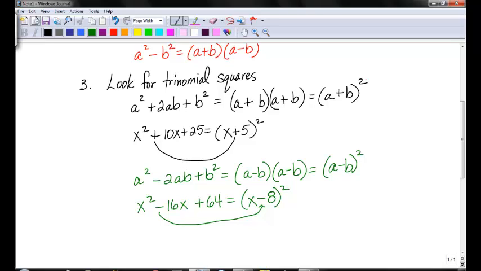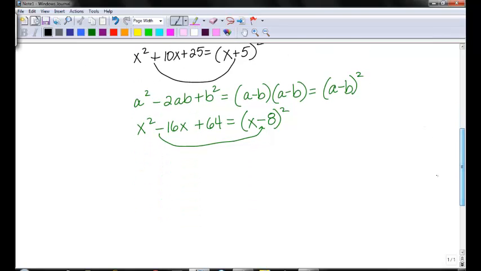Okay? Okay, fourth step. Hope these are refreshing memory. Fourth step is look for trinomials.